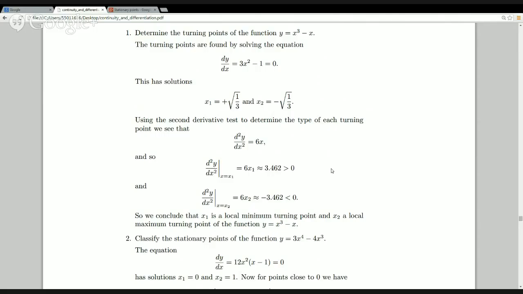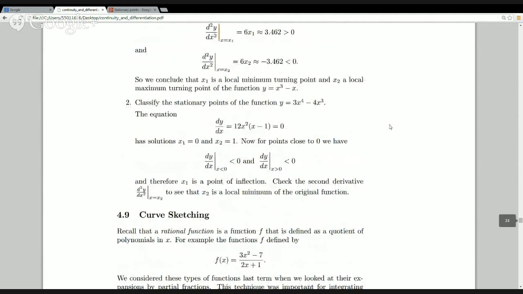Okay? So the positive one, x1 there, has to be a local minimum because the second derivative there is positive. And the second point, x2, is going to be a local maximum. And if you examine the graph of that function, you would see that behavior verified.